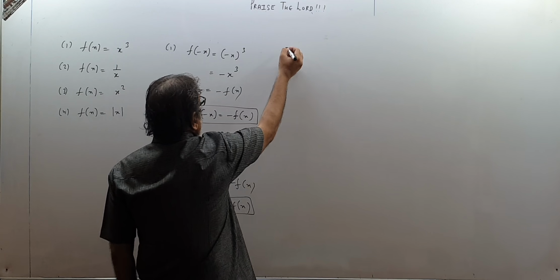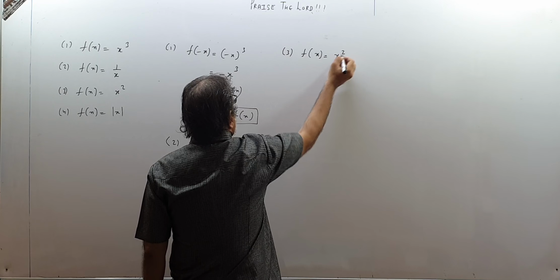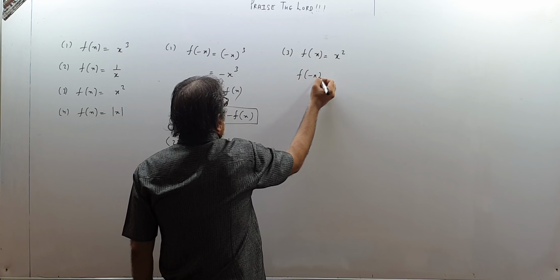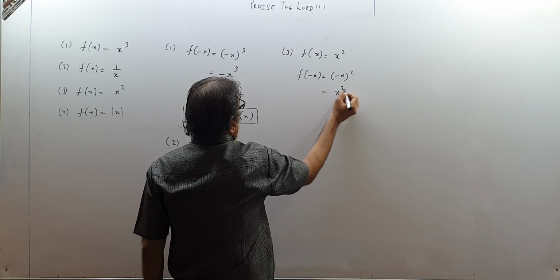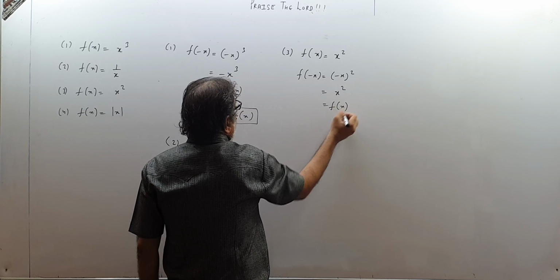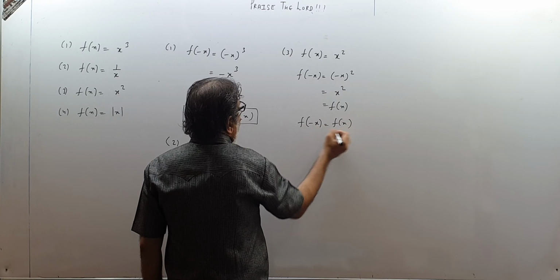What about the third one? f(x) is given to me as x square. F of minus x will be minus x whole square and that will be x square, that will be f(x). So here f of minus x is f of x.